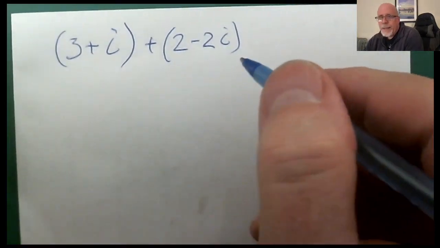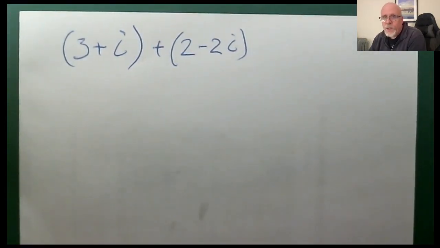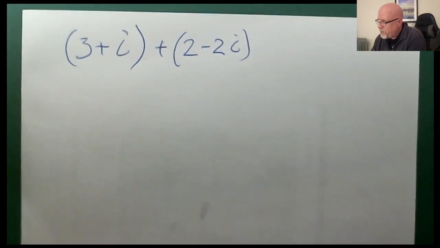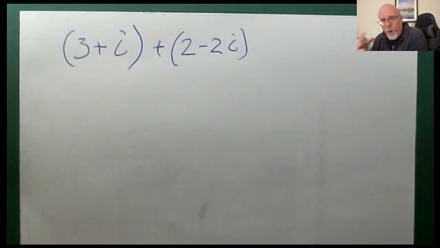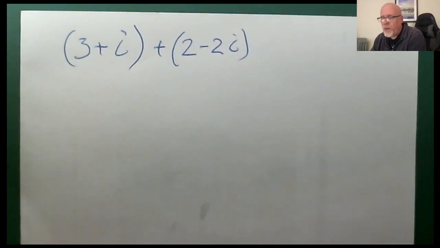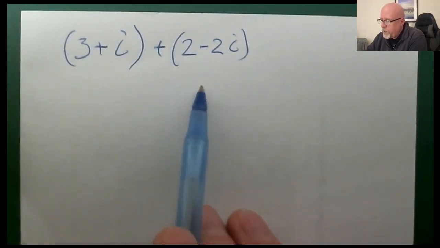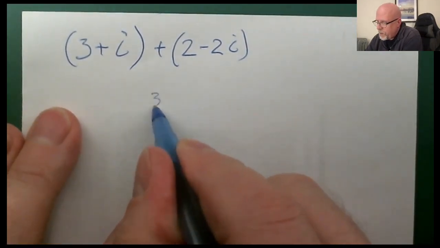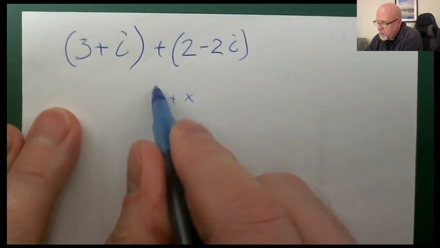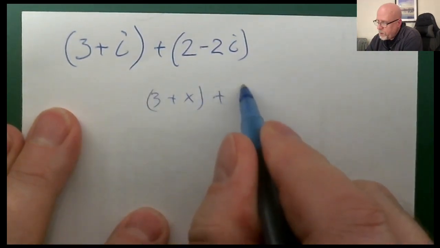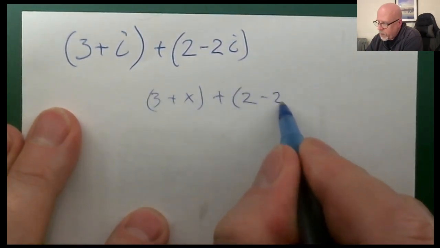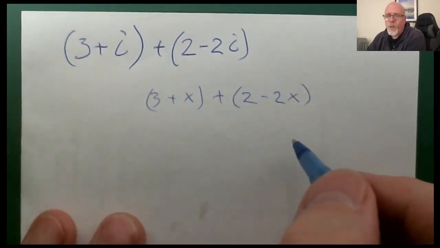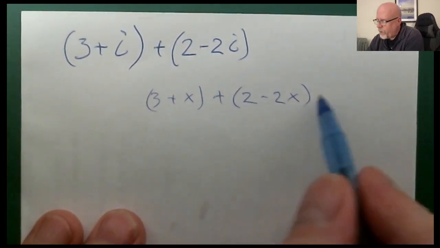How does it work? Actually, the way you should always think about these things is as if they were polynomials. So while I'm looking at 3 plus i plus 2 minus 2i, I might think of it as 3 plus x plus 2 minus 2x. Turn the i's into x's. Now, you don't really do this, but in your mind's eye, you think that way.